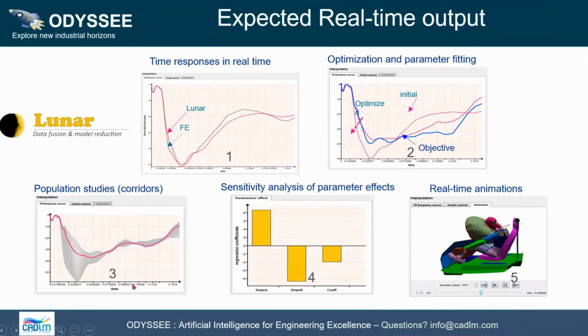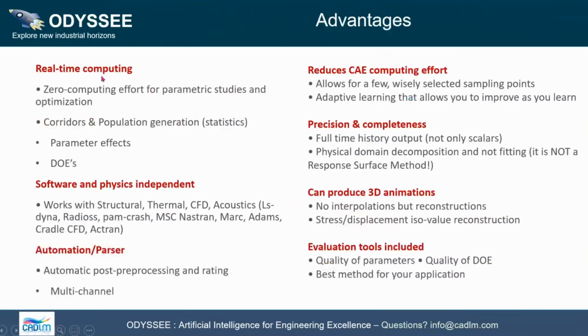I can use this for doing population studies, generating statistics, correlations, robustness, reliability, everything I want to do with the model itself, I can do it with this surrogate version of the model. I can do sensitivity analysis, and of course, like crash, I can even calculate the animations, whether they are nodal values or element values. We can calculate them exactly the same way we do it. And of course, many advantages follow.